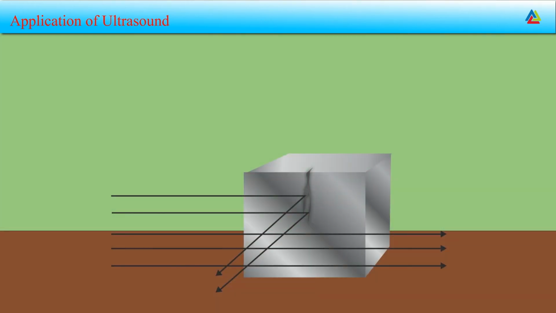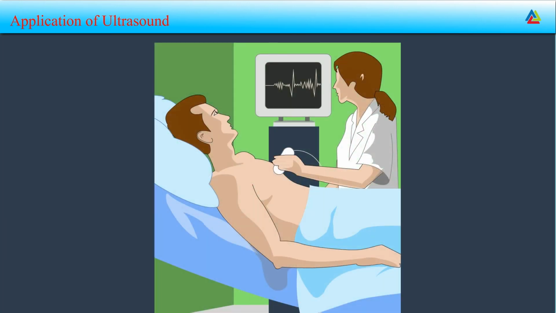Ultrasounds can be used to detect cracks and flaws in metal blocks. If there is even a small defect, the ultrasound gets reflected back, indicating the presence of the defect. They are used in a technique called echocardiography, in which an image of the heart is formed using these waves.